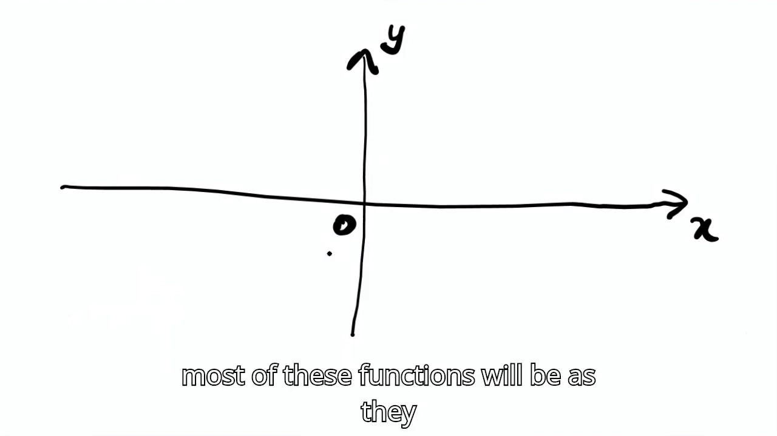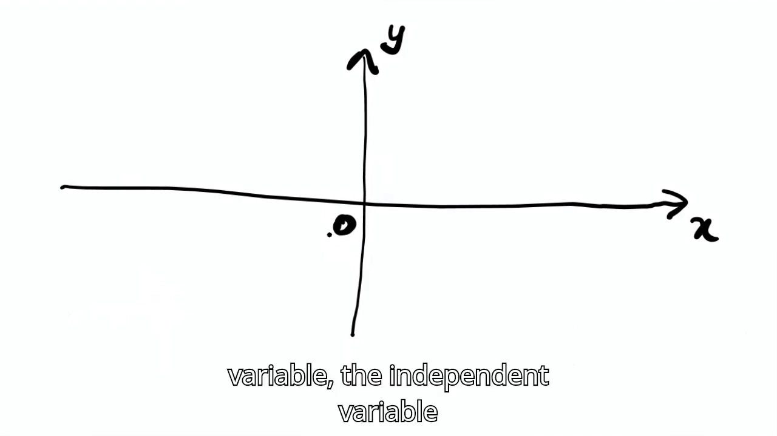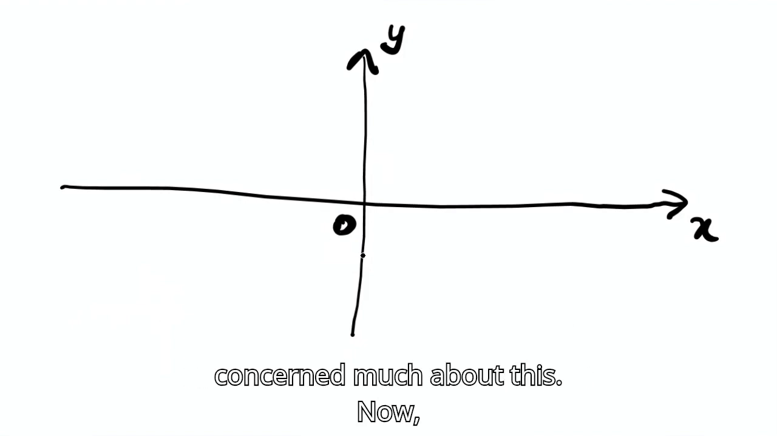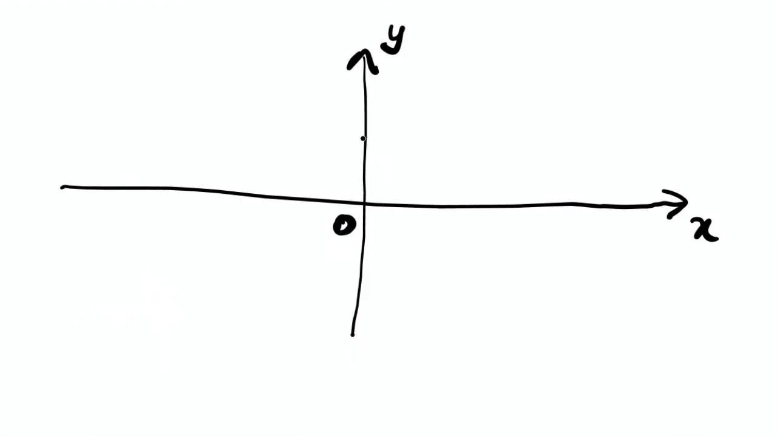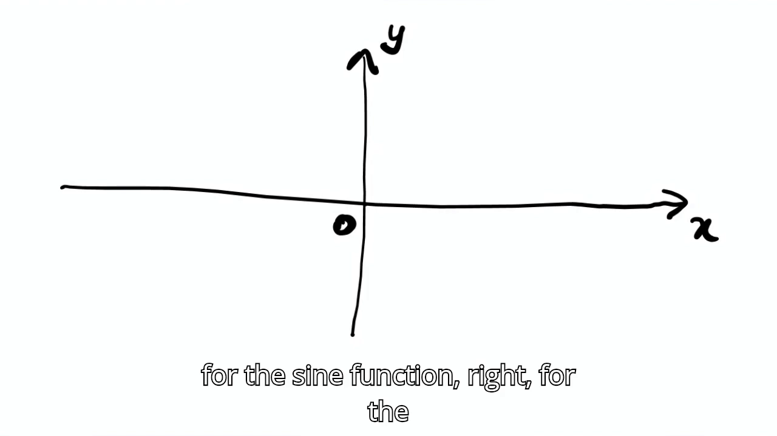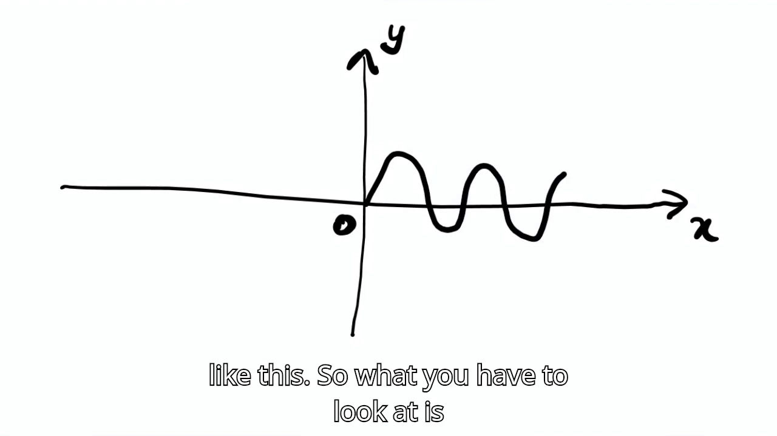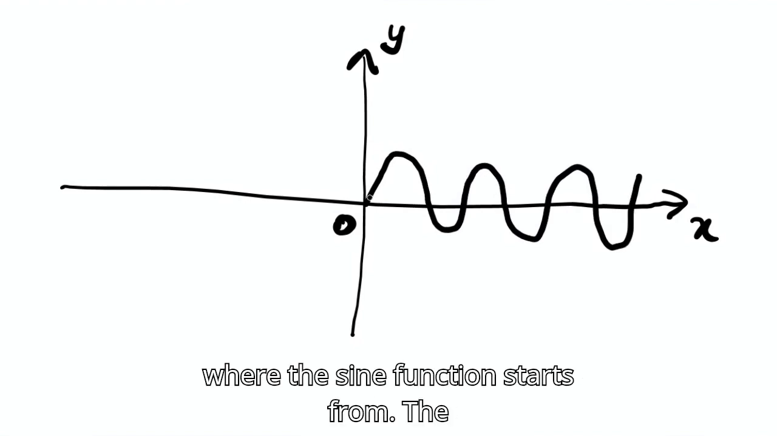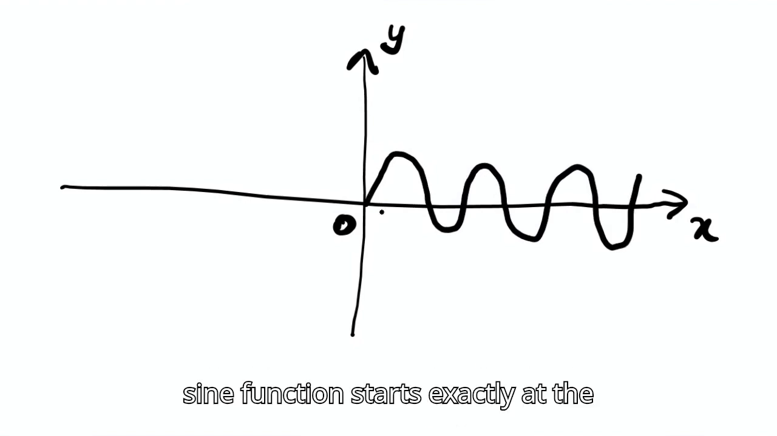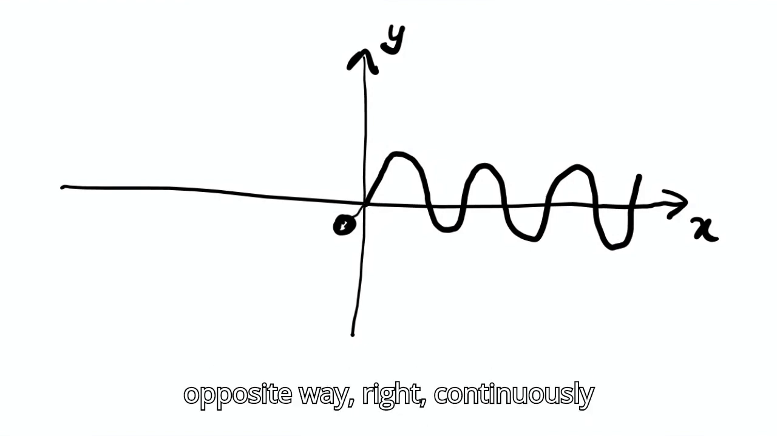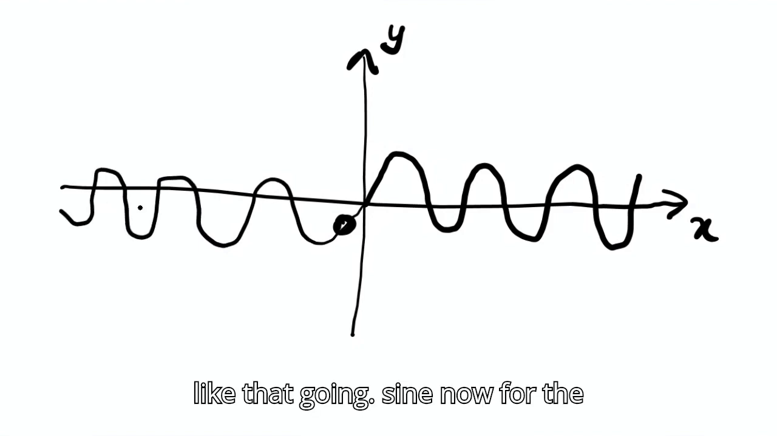So limits of most of these functions will be as the independent variable approaches zero. So let's have that in mind. That's why we are going to be concerned much about this. Now, for the sine function, they appear like this. What you have to look at is where the sine function starts from. The sine function starts exactly at the origin, and continues. You can do the opposite way, continuously like that, going sine.